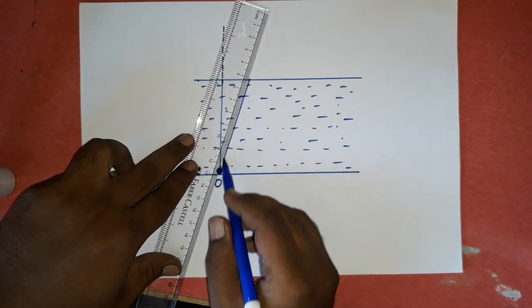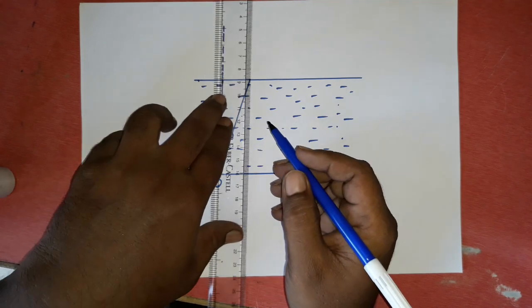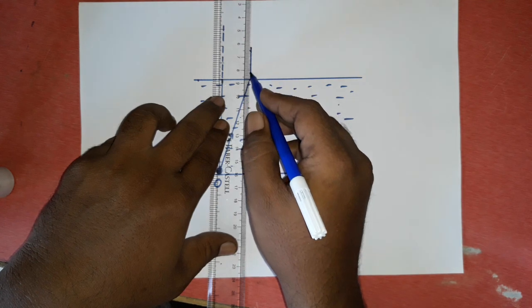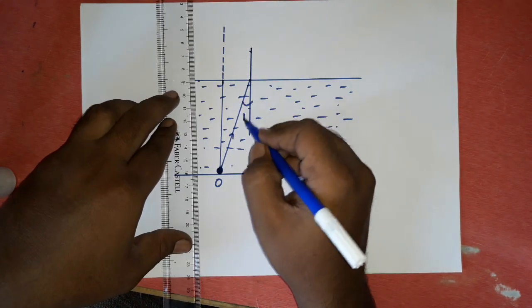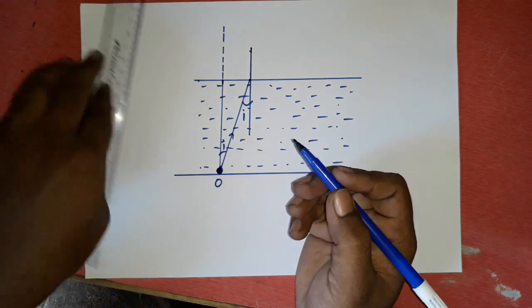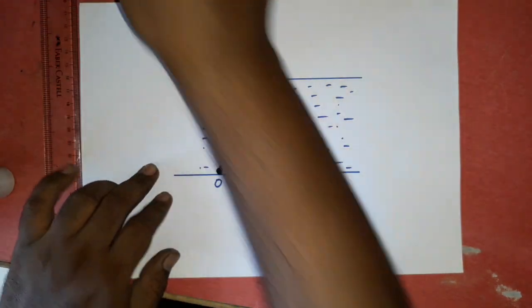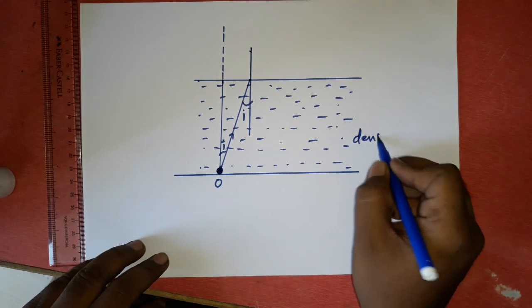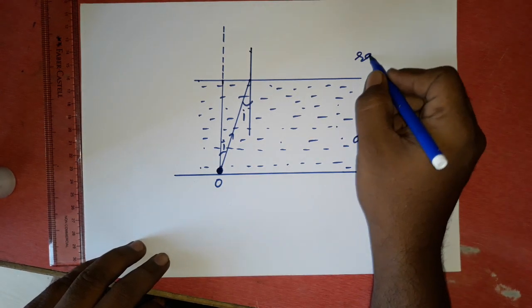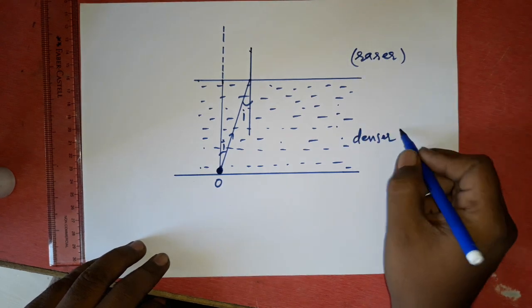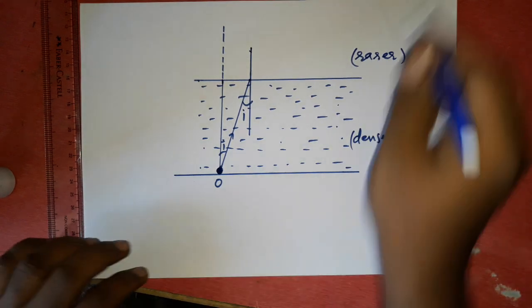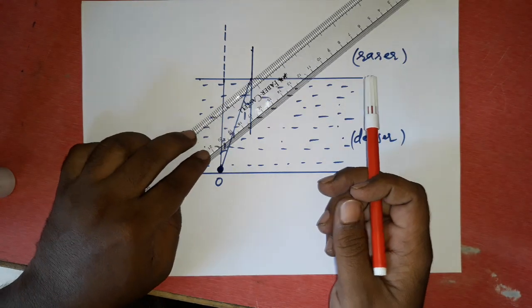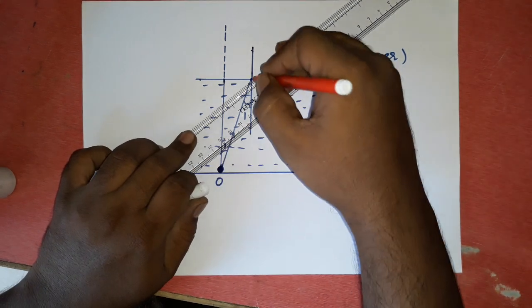Another ray of light strikes the surface at an angle of incidence i. This is angle of incidence i. This is also i. Okay. How does it refract now? It is going from denser medium to rarer medium. So it will refract like this. It undergoes refraction. Okay.